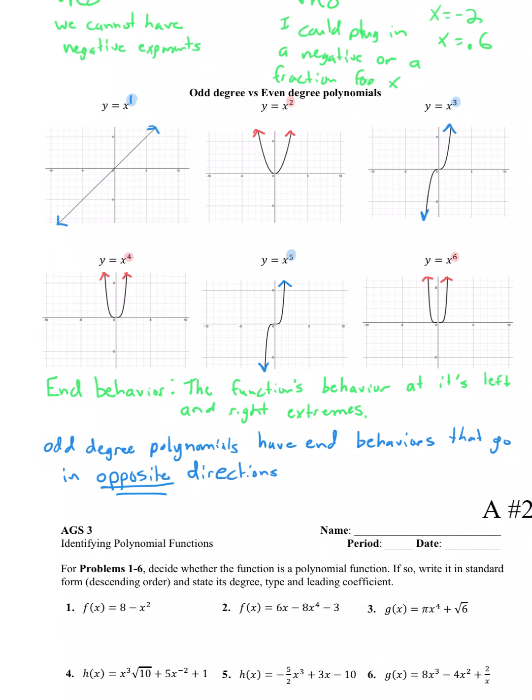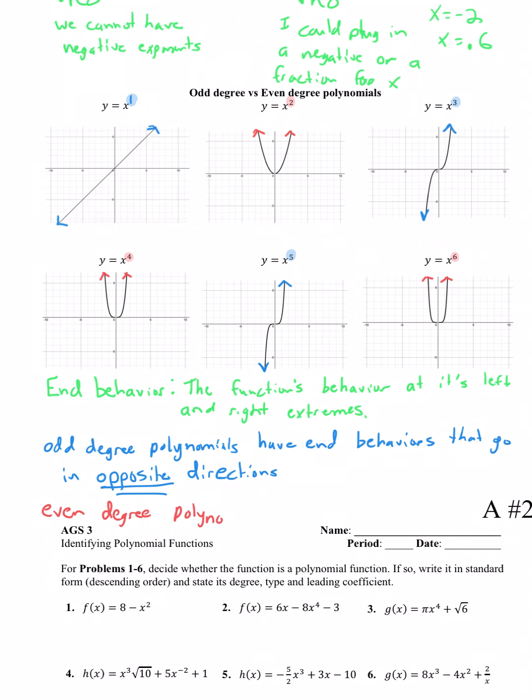That means on any odd degree polynomial, if the left side's going up, then the right side has to be going down. They're going in opposite directions. And if the left side of the graph is going down, the right side has to be going up. Opposite directions. That's what I mean by that. We're going to get a lot of practice with this over the next few class periods.